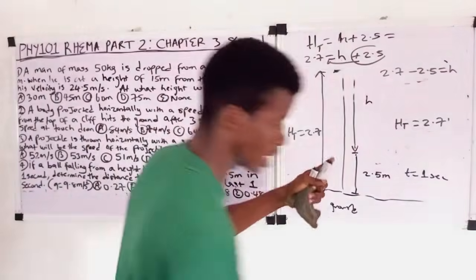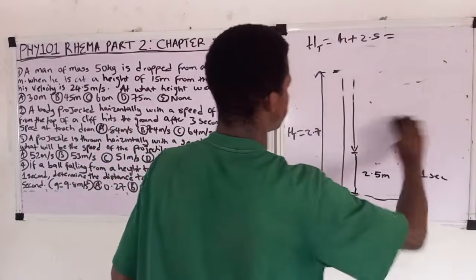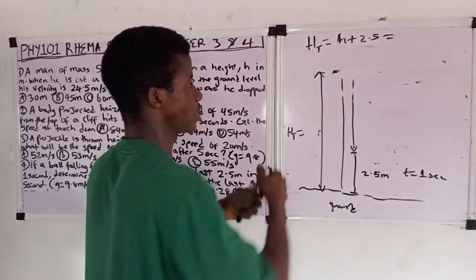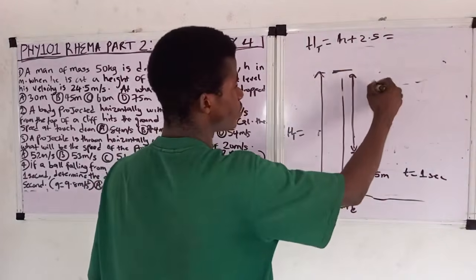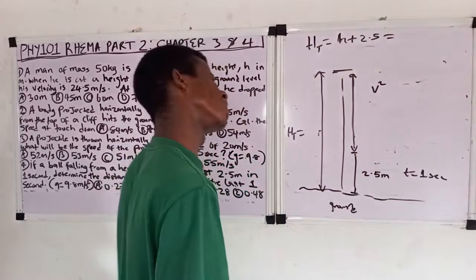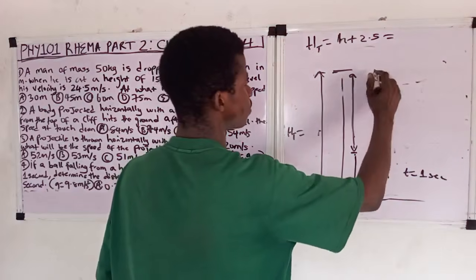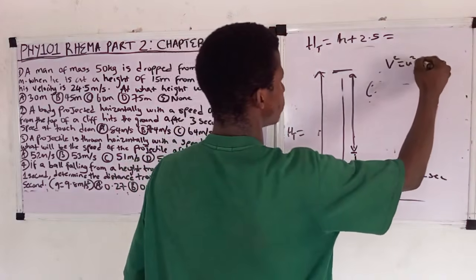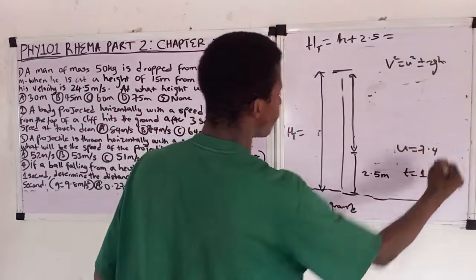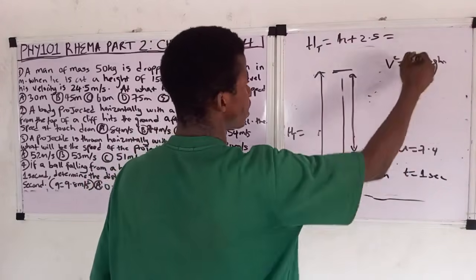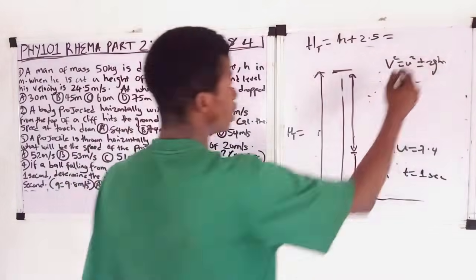So let's do it again. Let's use the old value earlier. Remember our velocity was 7.4, right? We use this formula: v squared equals u squared plus or minus 2gh. Our u we calculated was 7.4. So put it here. Remember, the ball was dropped from a particular height, so the initial velocity will be 0. So here will be 0.